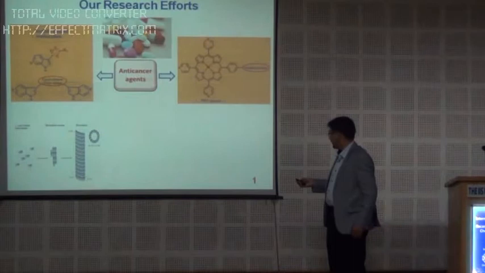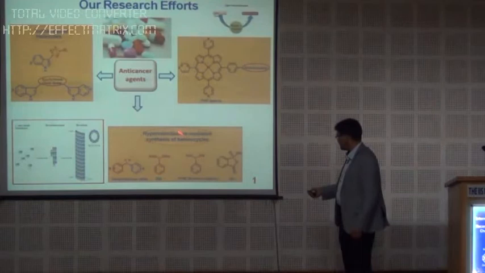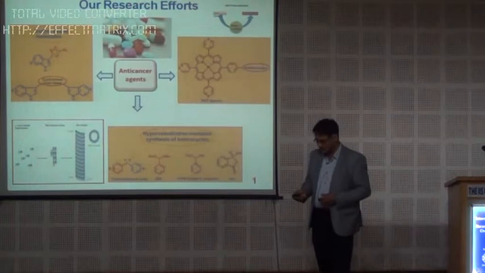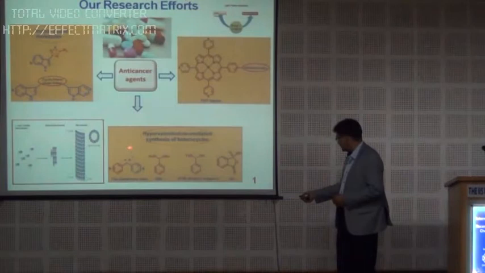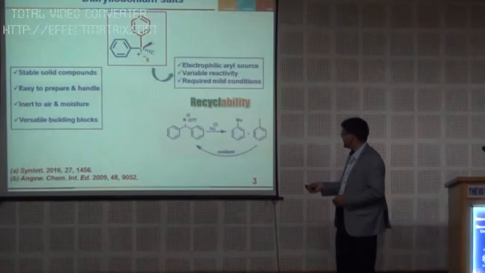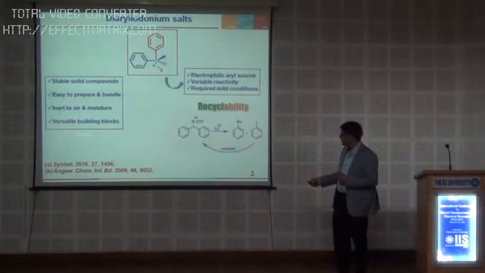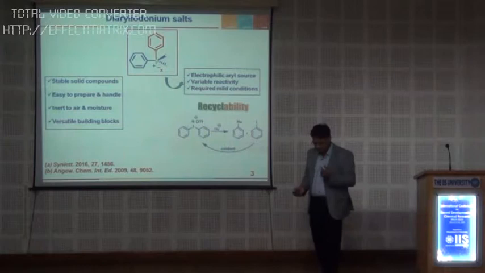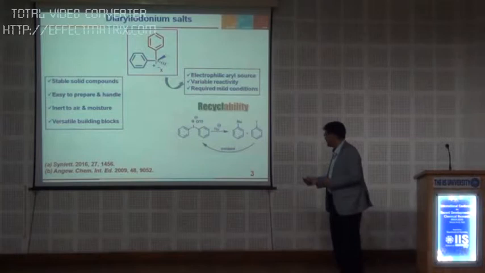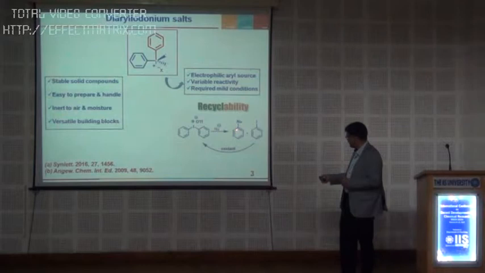While making these molecules, we have effectively utilized these hypervalent iodine compounds to generate a diverse library of molecules, and recently we have been working on diaryl iodonium salts and their chemistry. So why diaryl iodonium salts? These are quite stable, easy to prepare, and inert compounds. One can make a diverse library, and they are versatile building blocks to make different types of molecules. Interestingly, when these compounds react with nucleophiles, they form carbon-carbon or carbon-hetero bonds and release aryl iodide, which can be reoxidized to generate these diaryl iodonium salts.